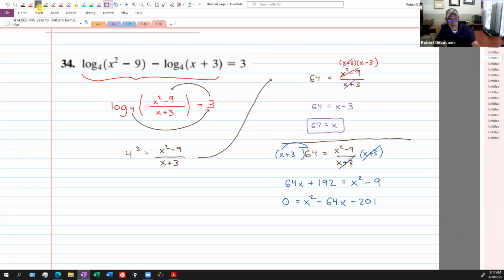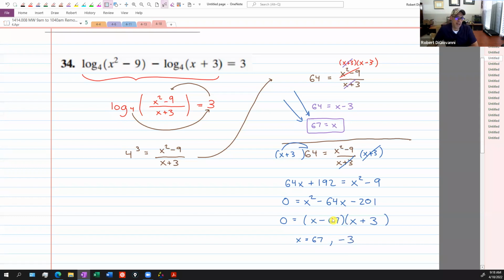I believe it factors, but I only know it factors because I know this answer from up here. So I'm going to cheat a little bit. This should factor to be, let's see, x minus 67. And I think it's going to factor this way. Let's see, 201 divided by 67. Yeah, 3 times. So plus 3, something like that. And so you get 2 answers. Set those both equal to 0. You get 67 and negative 3.